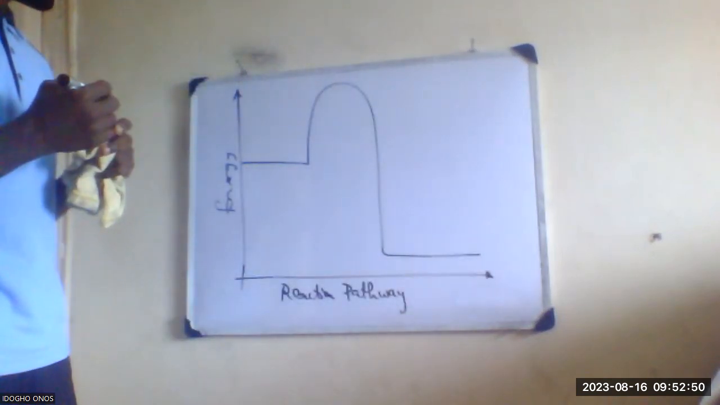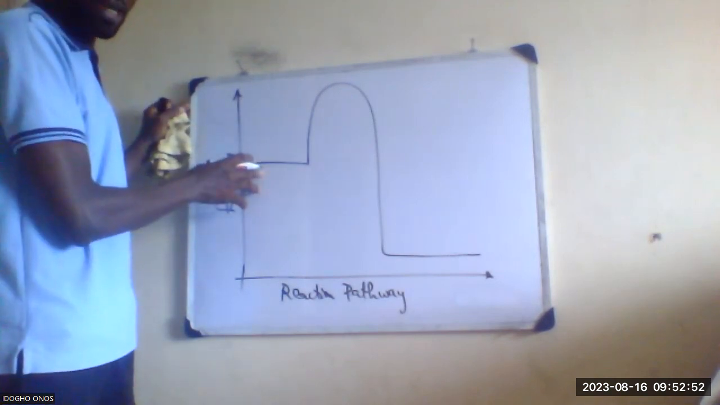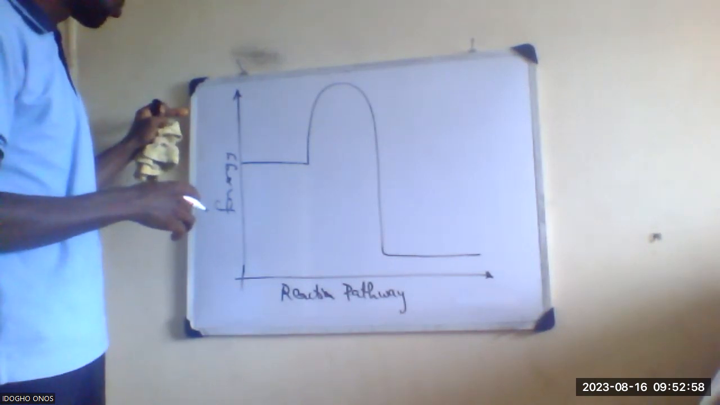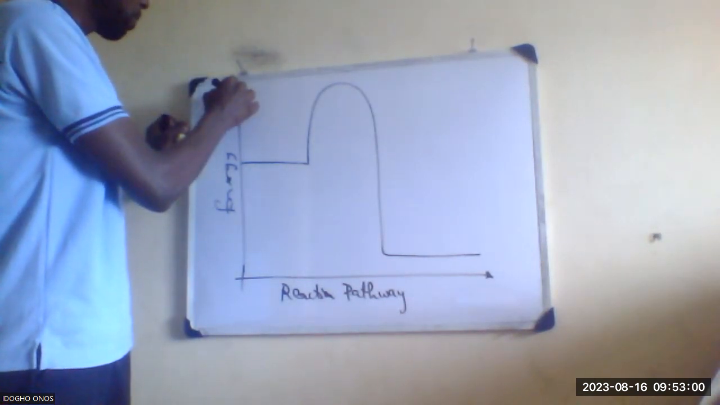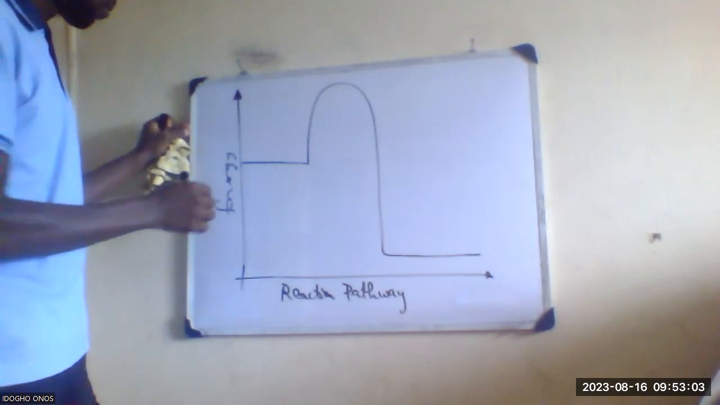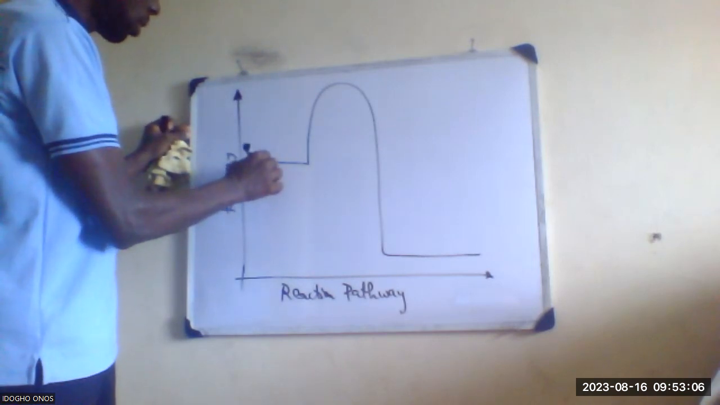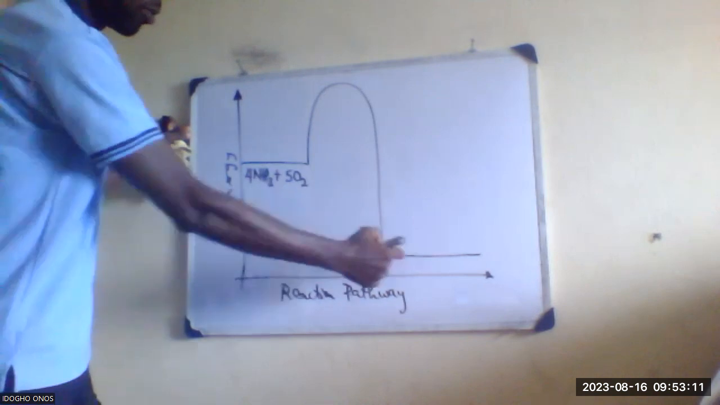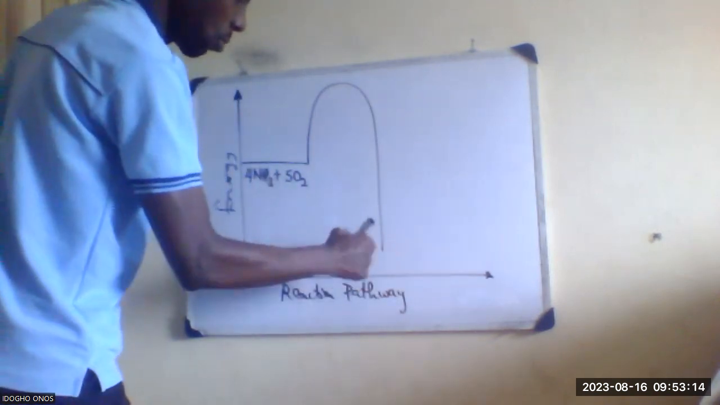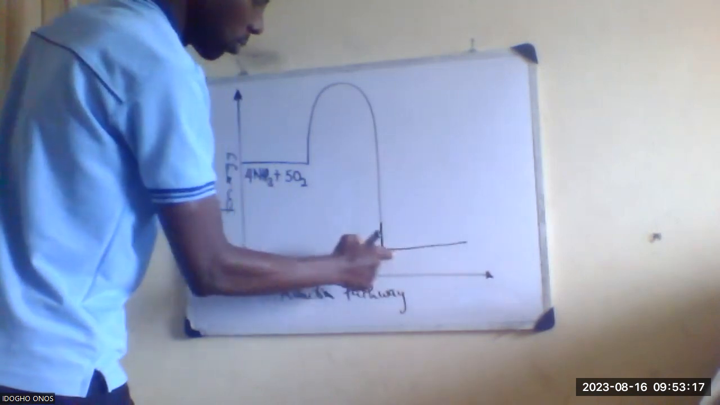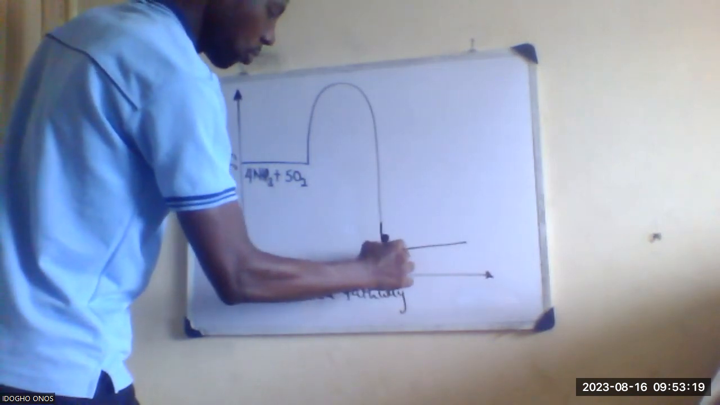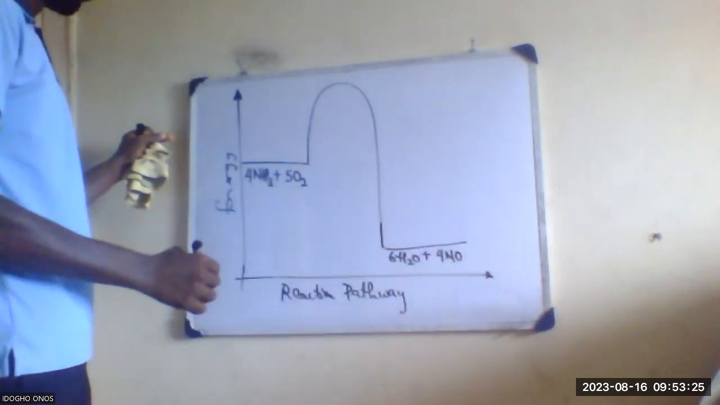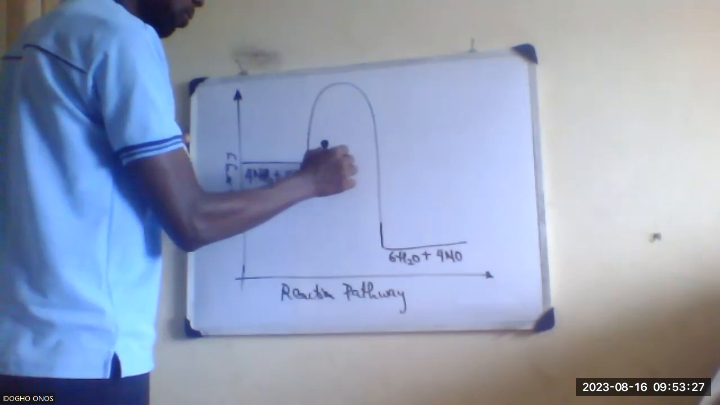Then we know this side is always reactant, but I will not write reactant because an equation was given. So what is the reactant in that equation? Okay, the 4NH3 plus 5O2. Then on this side, which is product, I will write 6H2O plus 4NO. Then we will label your diagram correctly.